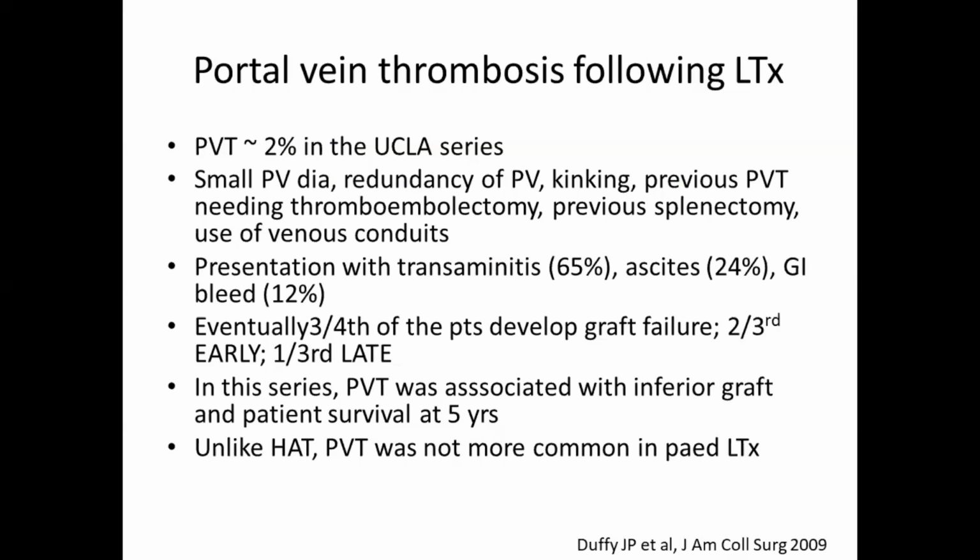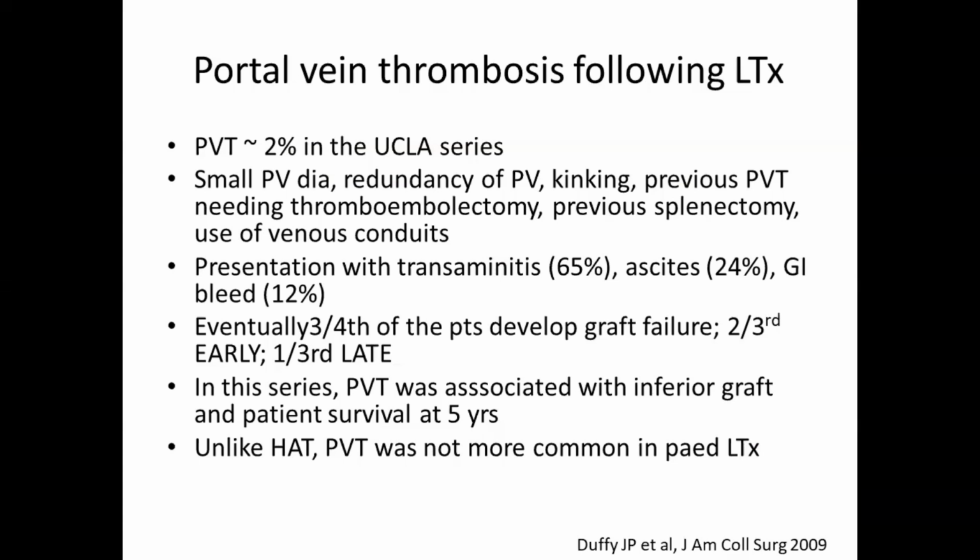So what about the experience in large series? Again, going back to the UCLA series of 4,000 plus transplants, the portal vein thrombosis occurred in just about 2% of these patients. The risk factors have already been alluded to. The presentation is in the form of transaminitis, ascites, high drain output, GI bleed, and in a small proportion of patients, features of allograft failure. Many of these patients who develop allograft failure would need to be relisted for transplant.